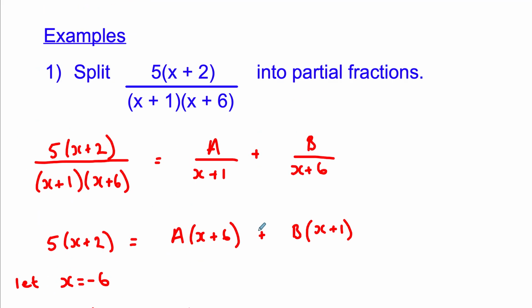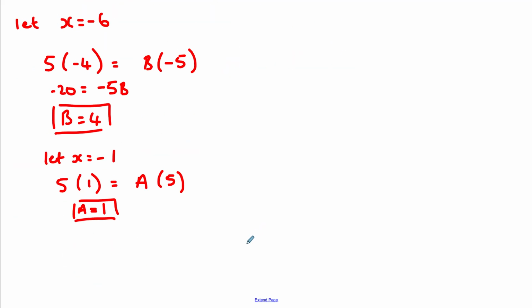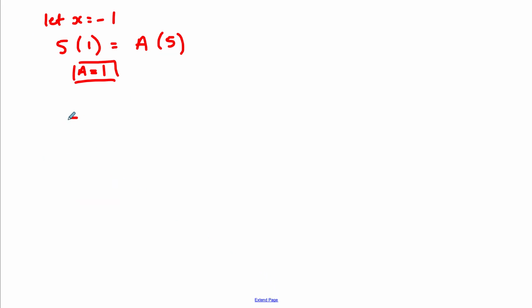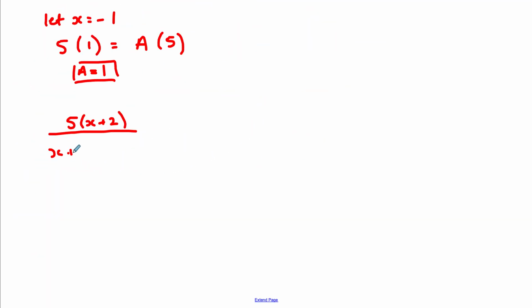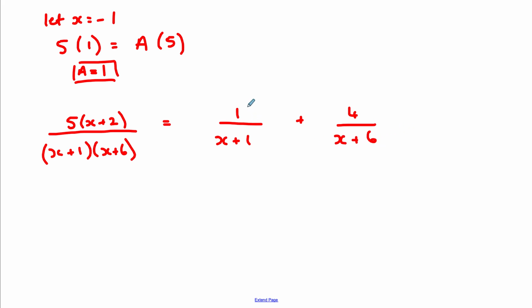Which means we can go back to the question and we can say that, don't forget to answer the question, 5 lots of x plus 2 over x plus 1 x plus 6 is equal to 1 over x plus 1 plus 4 over x plus 6. And if you've got time in an exam, you could add these 2 terms together, give them a common denominator and add them, and hopefully you would see that you'd end up with 5x plus 10 on the top.